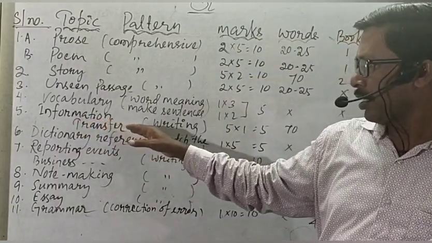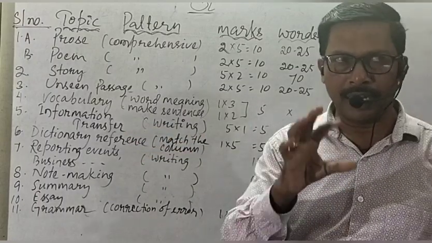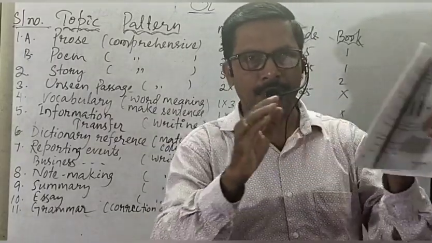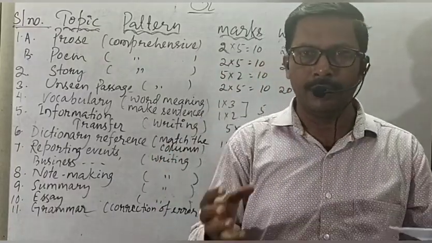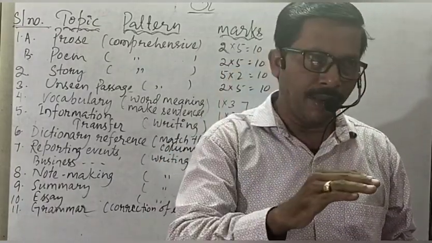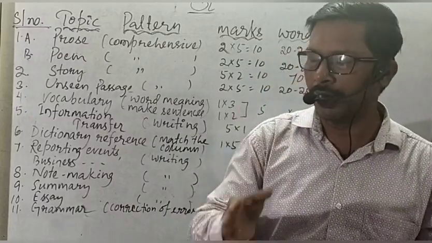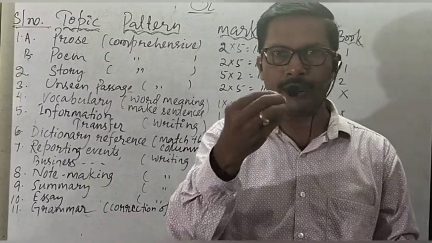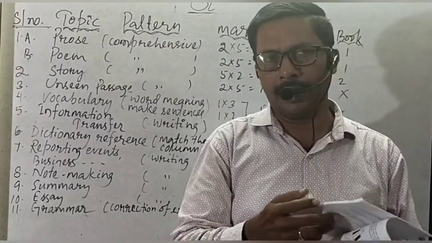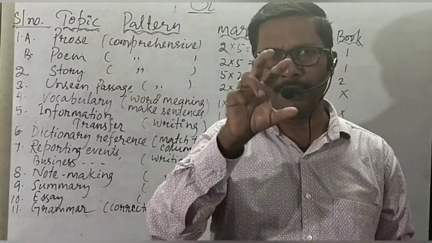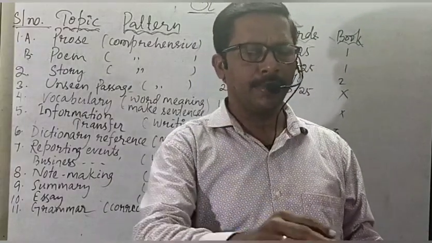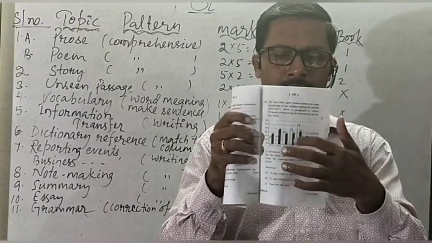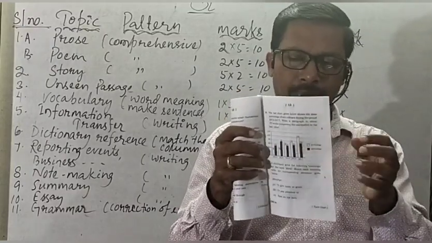Number 5 is information transfer, or what we can say IT, but it is not information technology, it is information transfer or data interpretation, transferring the data from one form to another. Here it goes from non-verbal to verbal. Non-verbal to verbal means a graphical representation will be there. We have to write a paragraph. Either a graph or pie chart or table will be given, and whatever data is there is to be converted into a paragraph. Look here, in 2019 this is the question, so this is to be converted to a paragraph.